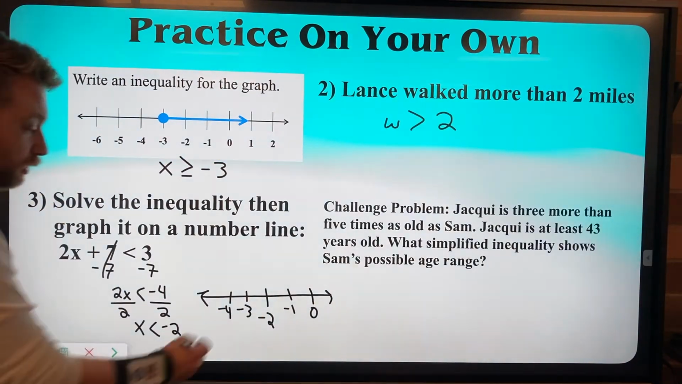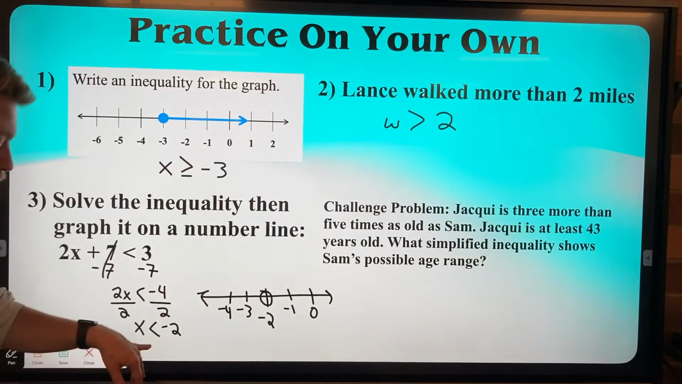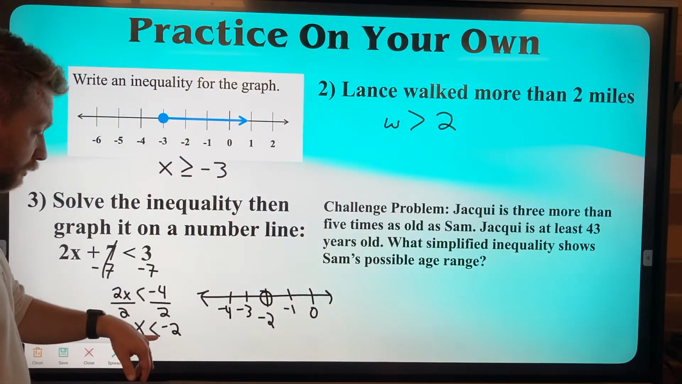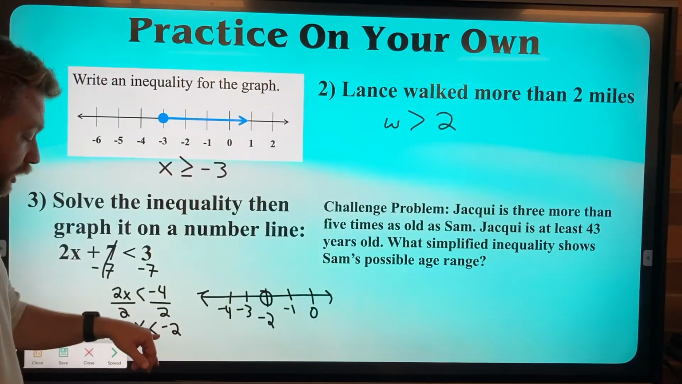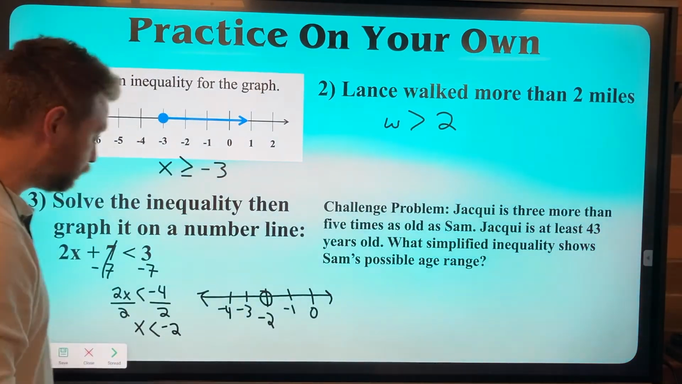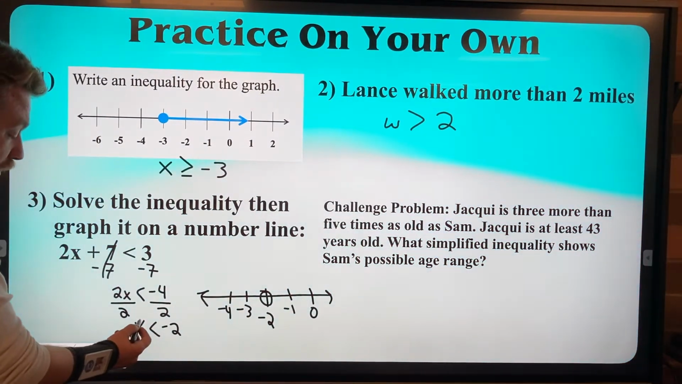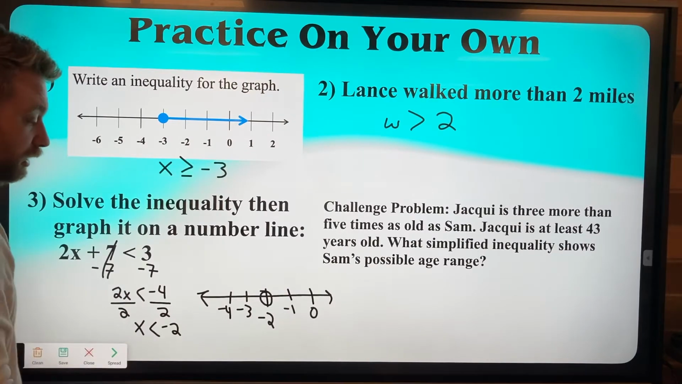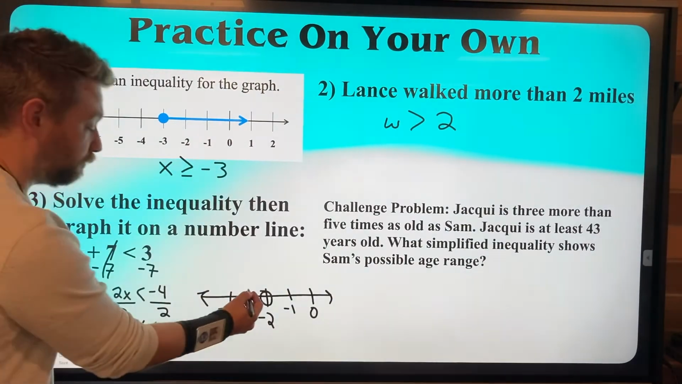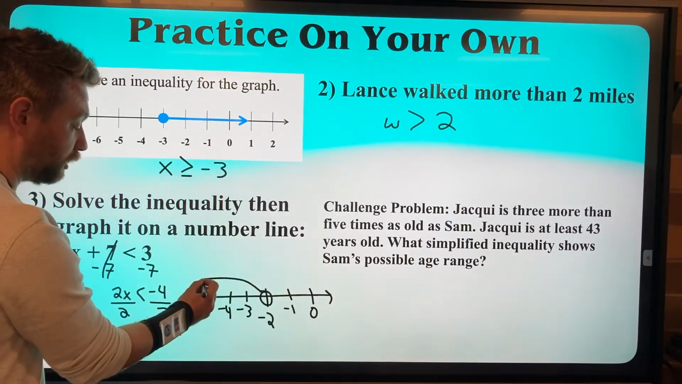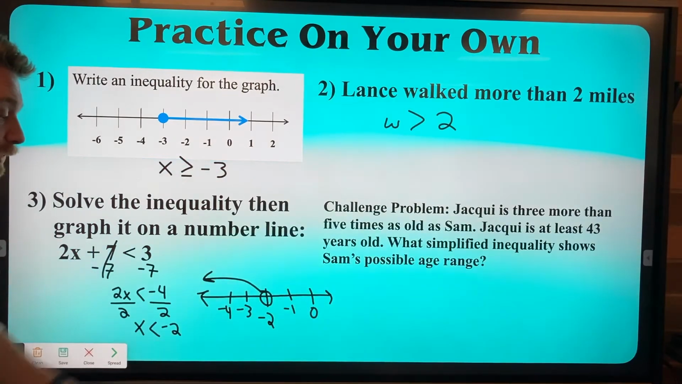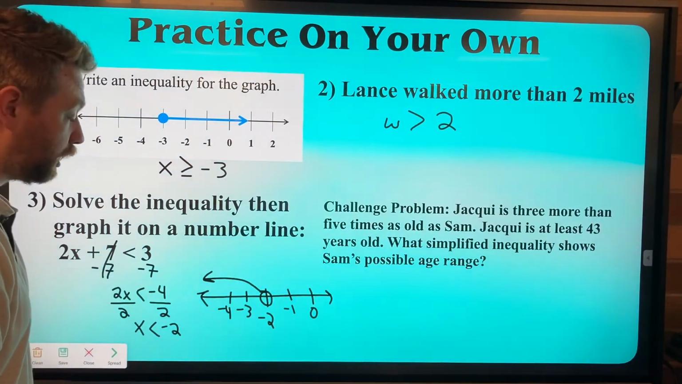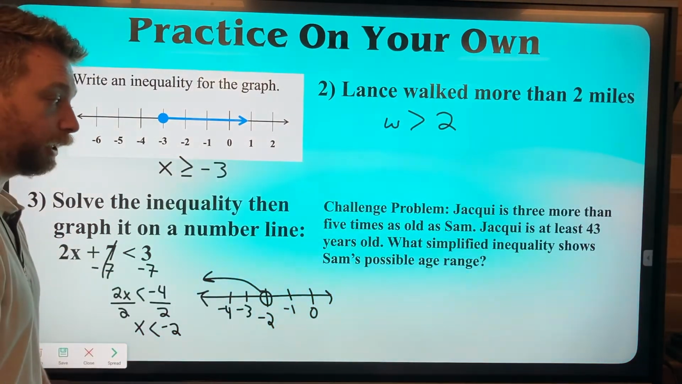We're going to put our circle right on that number. We're not going to color that circle in because our inequality does not include the equal to sign. And then it says x is less than -2, so we want our arrow to point towards all the values that are less than -2. That's how we do a quick inequality graph on a number line.